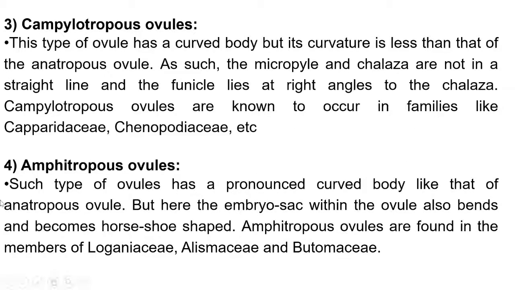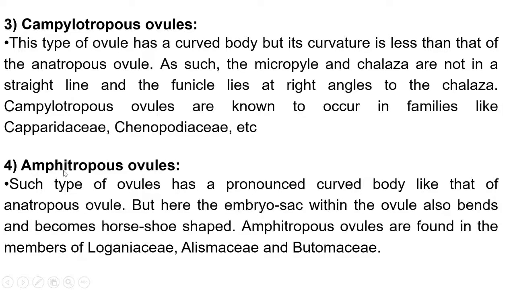Third one, campylotropous. This type of ovule has a curved body, but its curvature is less than that of the anatropous ovule. As such, the micropyle and chalaza are not in a straight line, and the funiculus lies at right angles to the chalaza. Campylotropous ovules are known to occur in families like Capparidaceae and Chenopodiaceae.